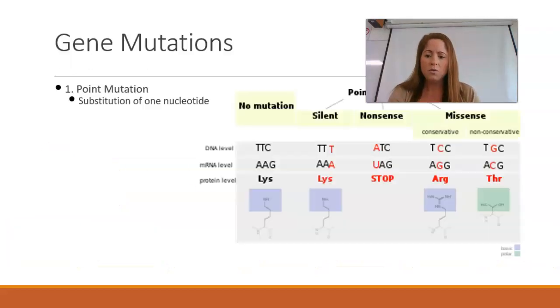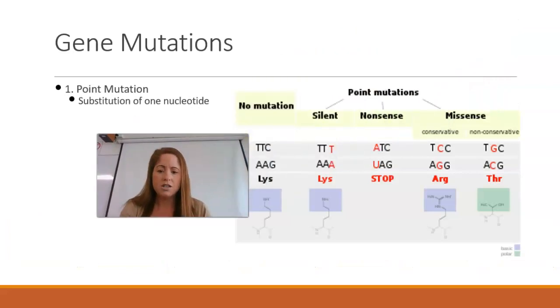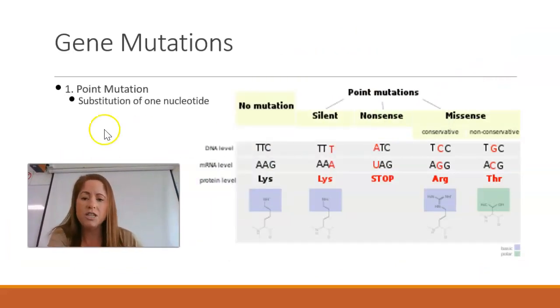So with the gene mutations, one type of gene mutation is a point mutation. So that's just a substitution. And so you can see here, at the DNA level, if the triplet pairs were supposed to be TTC on the DNA and it got changed to TTT or ATC or TTC or TGC, any of those, you'd end up with, in some cases, no change at all. We call that a silent mutation, because we know that there are more than one codon that codes for an amino acid.